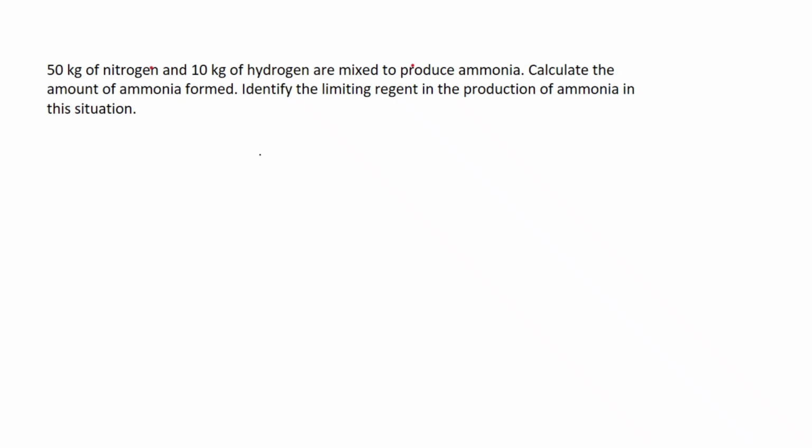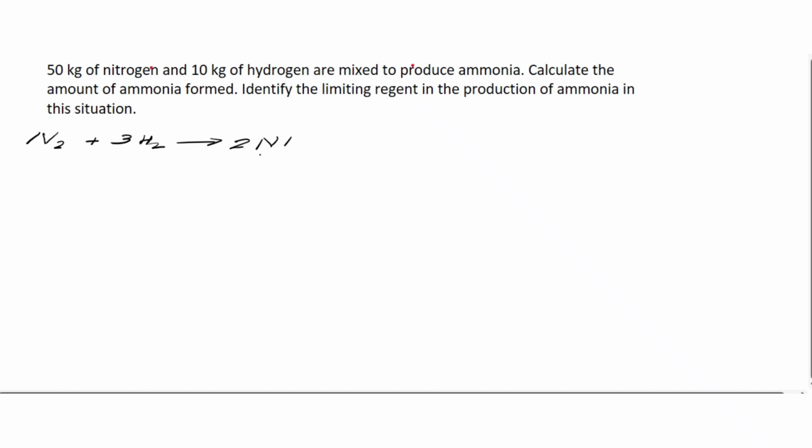So in this question, 50 kilograms of nitrogen and 10 kilograms of hydrogen are mixed to produce ammonia. Calculate the amount of ammonia formed. Identify the limiting reagent in the production of ammonia in this situation. So first of all, we have to write the balanced chemical equation for the production of ammonia. It is N2 plus 3H2 gives 2NH3.